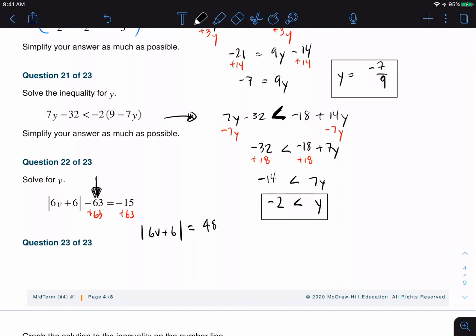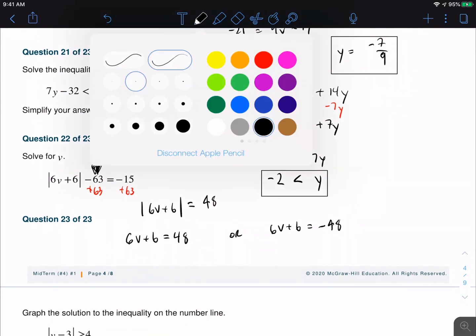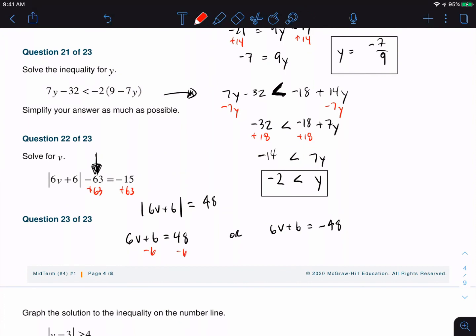And now from here, we need to treat this as two problems. So I'm going to get 6v plus 6 is equal to 48, or 6v plus 6 is equal to a negative 48. Because whenever you have absolute value, you need to check for two possible answers. So then subtracting 6 from here and subtracting 6 from here, I'm going to get 6v is equal to 42. So v should be equal to 7, right? Yes.